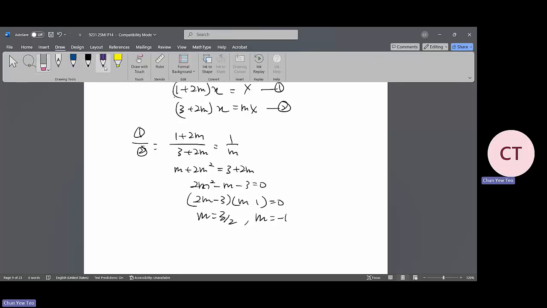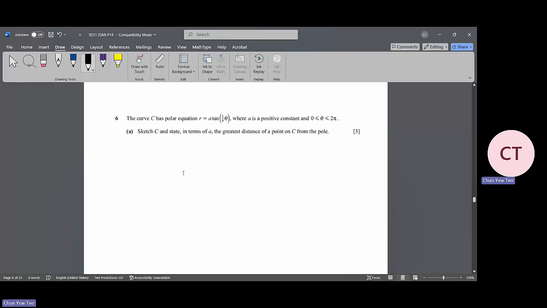Okay, so with this, we have found the invariant lines. Therefore, the invariant lines are y equal to 3 over 2 x and y equal to negative x. Done. This will be the answer for question number 5D. Okay, move on. We have question number 6.